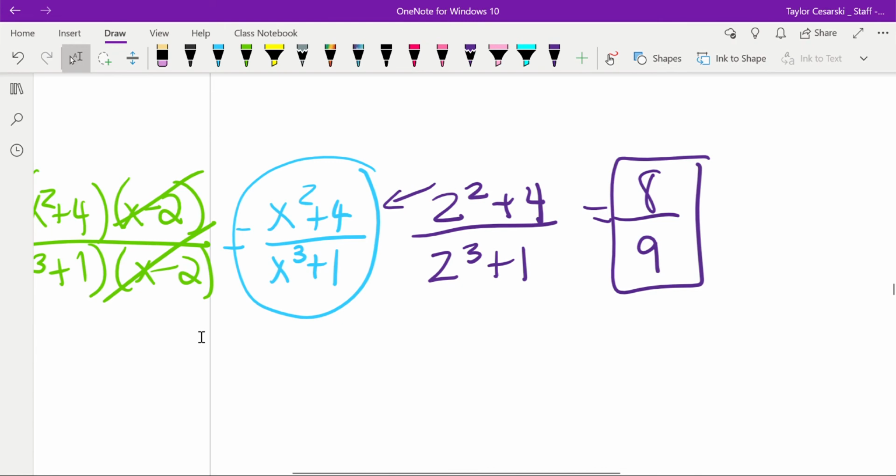Okay, and so that is your introduction. Like I said, the last one is a little bit more algebra, which we'll get to in the next section. Okay, and that's all for that one.